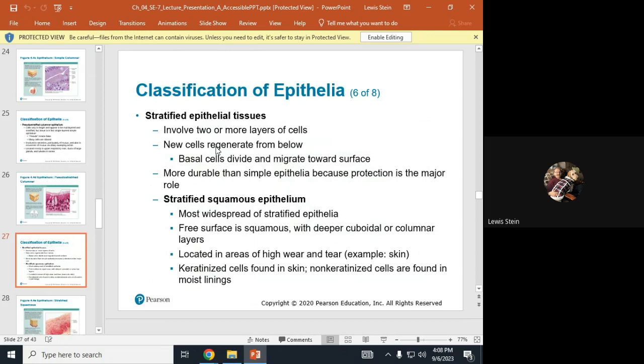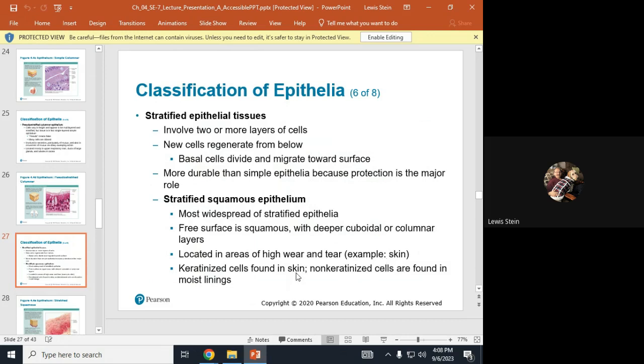When you get to skin, you will see the outer layer is so far from the blood supply, effectively it dies. So they regenerate from below and they move effectively toward the surface. Stratified squamous everywhere. Free surface is flattened, deeper is cuboidal or columnar. High wear and tear, thick layers because there's a lot of pressure. There's a lot of stuff that's going on them, pushing on them, moving over them.